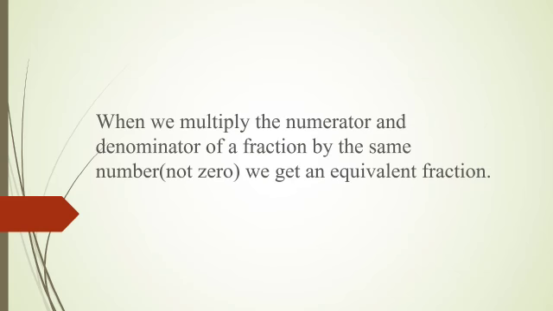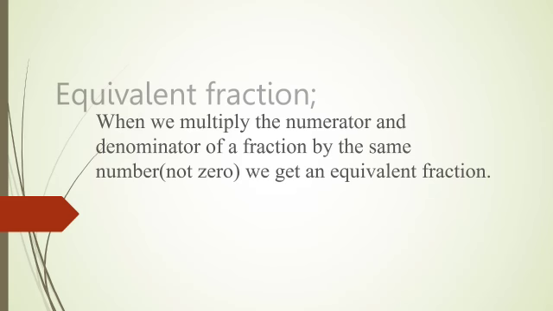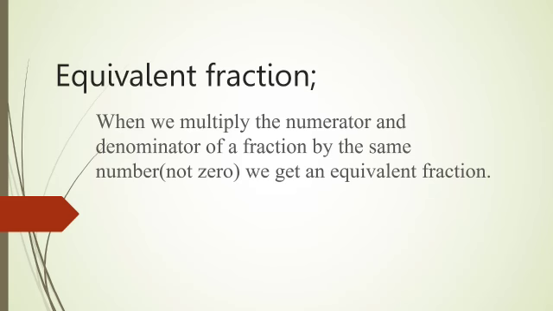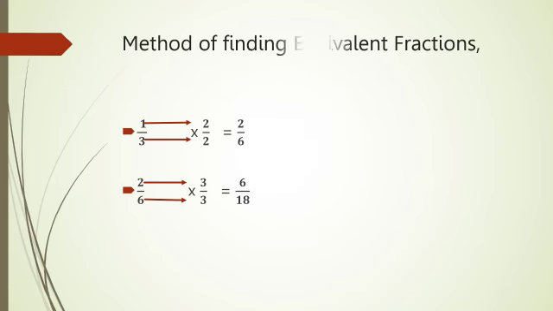Now we are going to start the second part of our lesson. Equivalent fractions. How can we make equivalent fractions? When we multiply the numerator and the denominator of a fraction by the same number, not 0, we get an equivalent fraction. Method of finding the equivalent fractions.